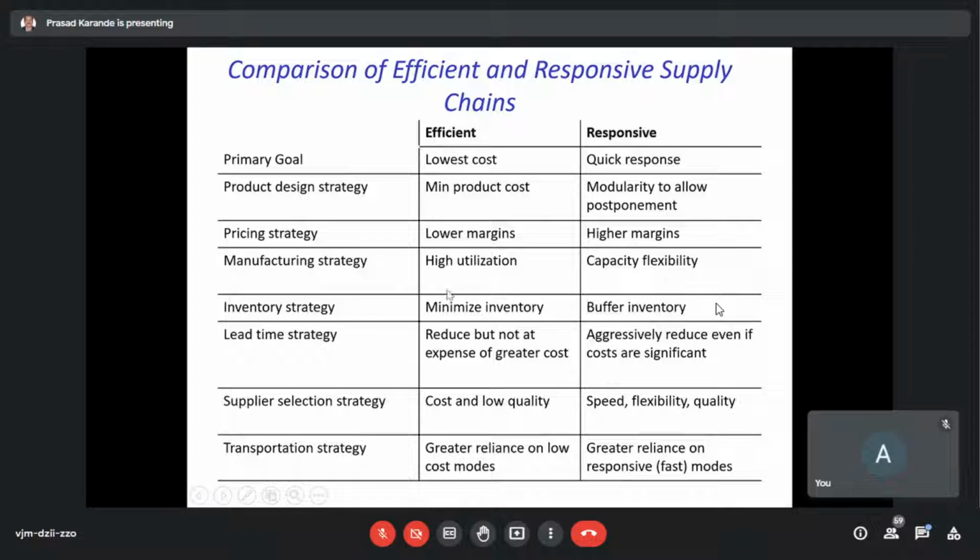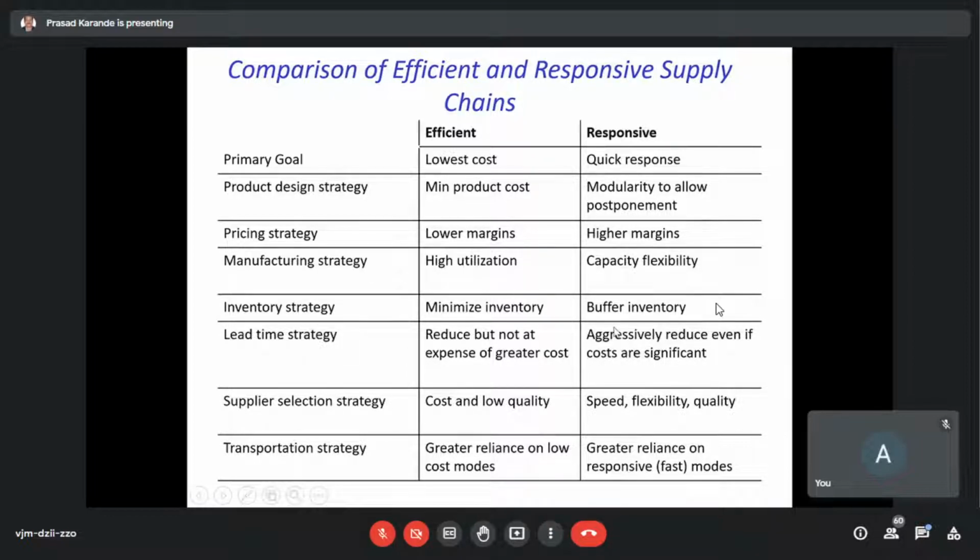Inventory strategies: minimum inventory and minimum inventory cost. Now, buffer inventory is expected and required in the case of a responsive supply chain. The lead time strategy is to reduce lead time, but not at the expense of greater cost, and to aggressively reduce costs, which are significant in the case of responsive.